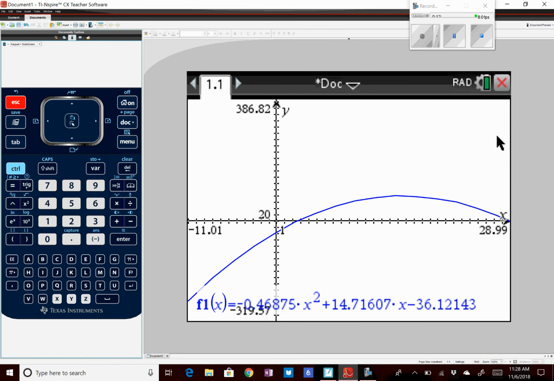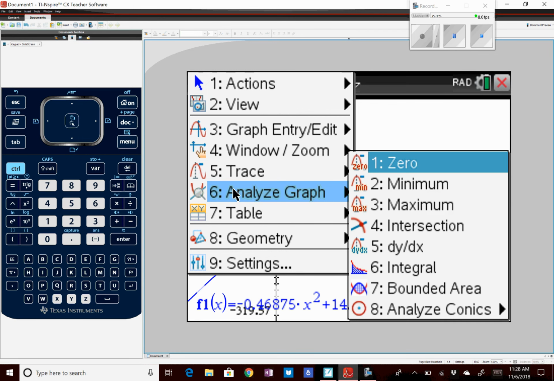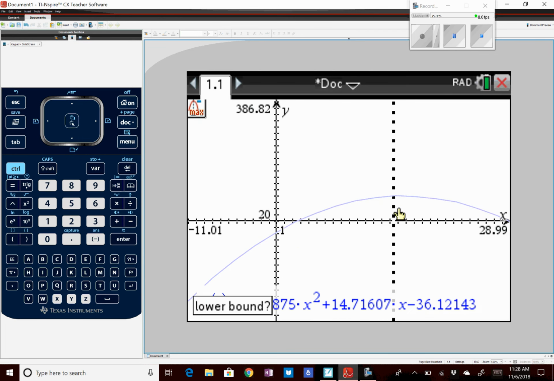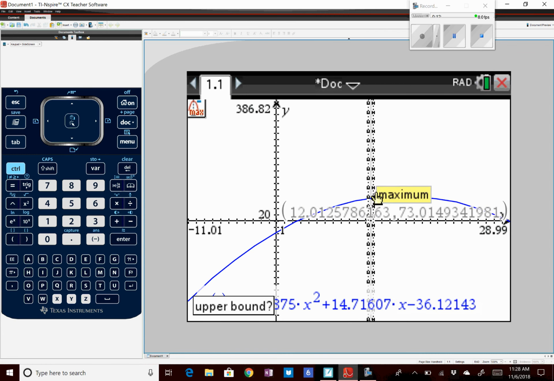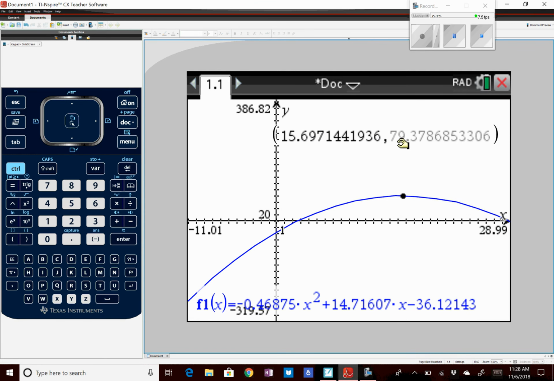Let's get the vertex. Remember, it's menu, analyze graph. We have a maximum here because the vertex is at the top. We need a lower bound, so we want to be to the left of the vertex, and upper bound to the right of the vertex, and those are the coordinates for the vertex. So they wanted to know what the high temperature was for the day. The prediction for the high temperature would be 79.4 degrees.